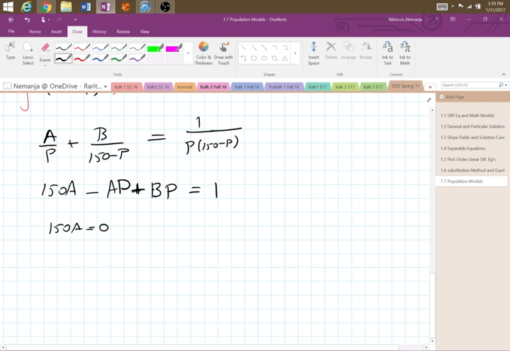So now you have this situation, and you have the variables. The p's are variables, so when you put the p's together, they have to equal something with a p, which is 0. And this is 1. The constant term 150A is equal to 1. And B minus A is equal to 0.